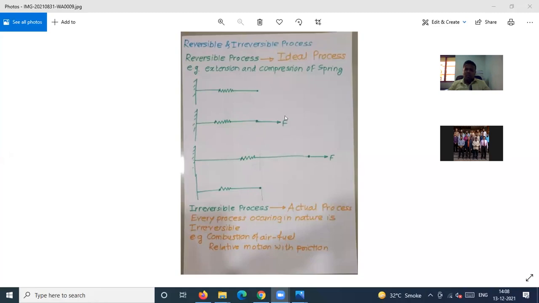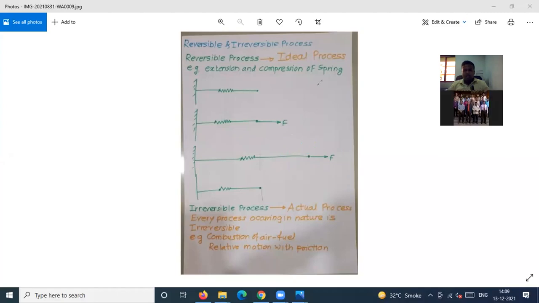Initially you can see this is the length of the spring, and this is the new length of the spring. Because the spring has got deformed, x is the deformation of the spring. Now you release the force. So what will happen? The spring is going to return to its original shape and size, right? So that is called a reversible process.